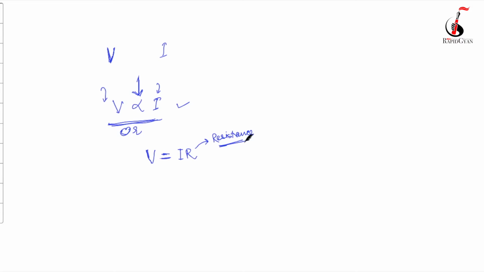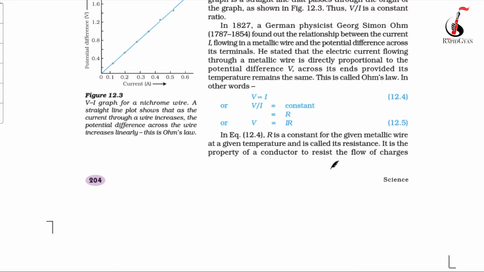For now, Ohm's law says that the potential difference in a conductor is directly proportional to the current flowing through it, and when we remove the proportionality sign, it is replaced with a constant. That constant R is the resistance. You can see over here that V is directly proportional to I, that's your potential difference. When we remove the proportionality sign, it will be replaced by a constant. That constant is called R. That is your resistance. So what is resistance?